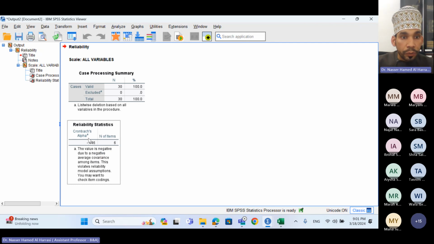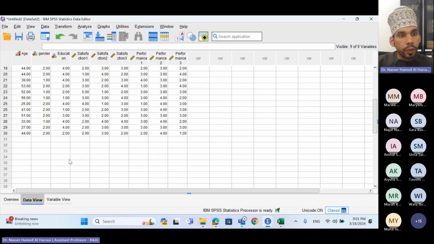Now, the only reason that we are having a low Cronbach alpha value is the number of samples. If you see here, we are having only 30 respondents. So this is the reason that the reliability of our study is less than 0.7.